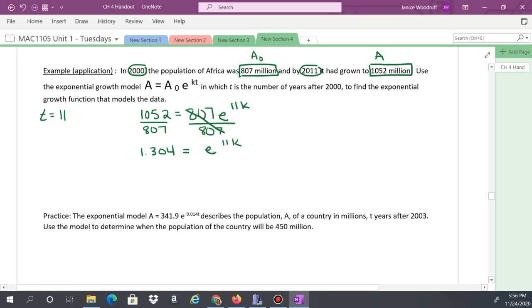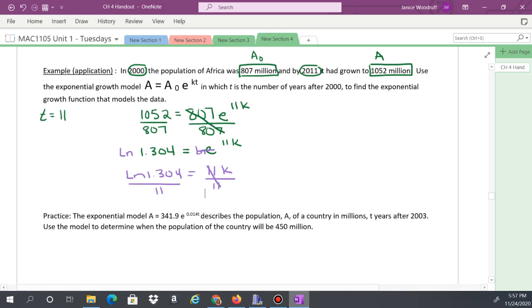Now e is isolated. We need to get this exponent out from being an exponent. So remember, ln and e are inverses of each other. If you have e in a problem and want to get rid of it, you would do ln on both sides. So take the natural log on both sides. What ends up happening is this ln 1.304 comes down. ln and e cancel out, so this just becomes 11K. Then you divide by 11, and that will give you your K.